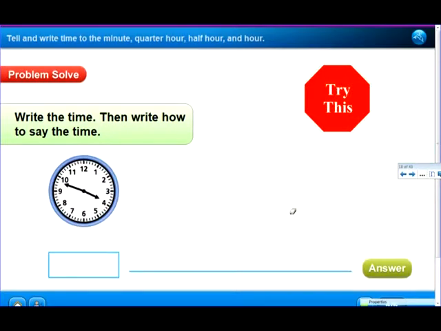7:50. This one I want you to try by yourself. Write the time, then write how to say the time. I will help you. Notice it's between the 3 and the 4 for the hour hand, and it's between 9 and 10, but not quite to the 10, so you're going to have to use the tick marks. Okay? See if you can write this one. We are going to check this answer as a group, so be ready to share your answer with the group.